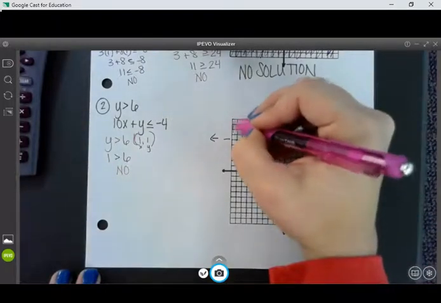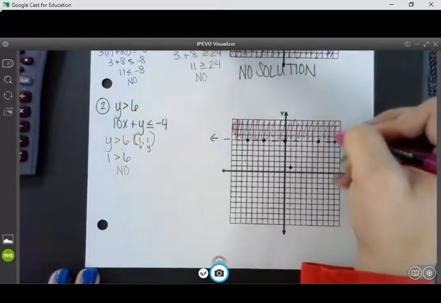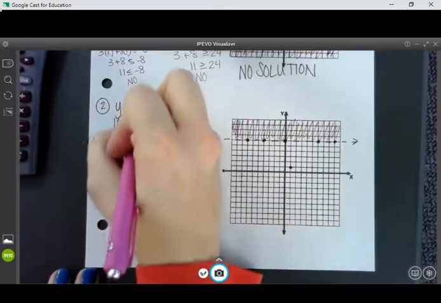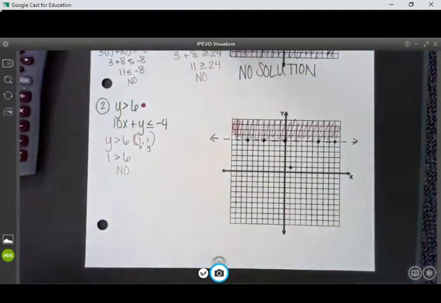I'm shading on the opposite side of the line. Again, I can't tell if you could tell I'm writing in color, so here's my dot to show that that one is pink.